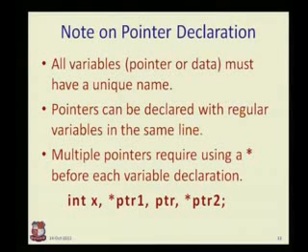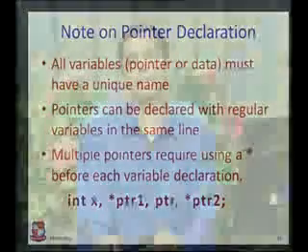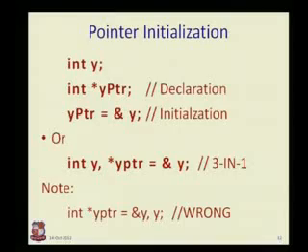Integer x, this is an integer x. Then integer star ptr1, this is a pointer 1 pointing to an integer. Then we have integer ptr, that is an integer named ptr. Then ptr2 appended by the sign star, that means it is a pointer to an integer. Okay, so these are the declarations of the pointers.